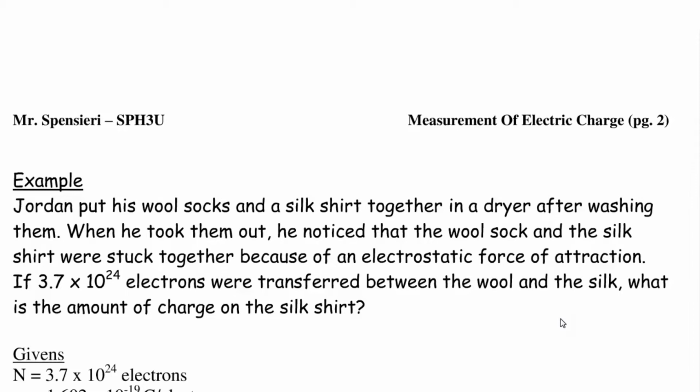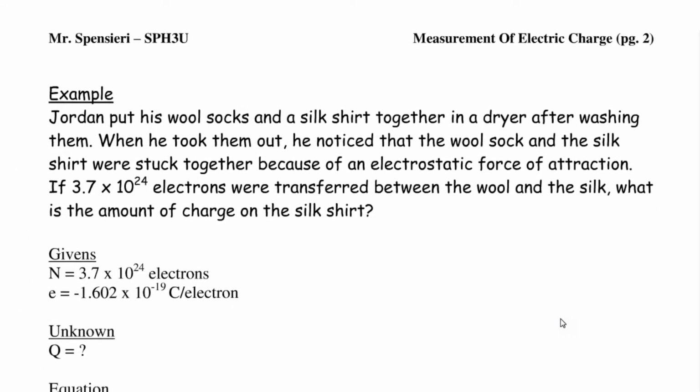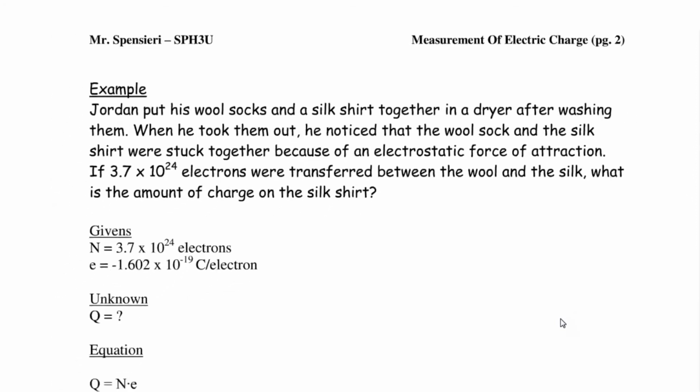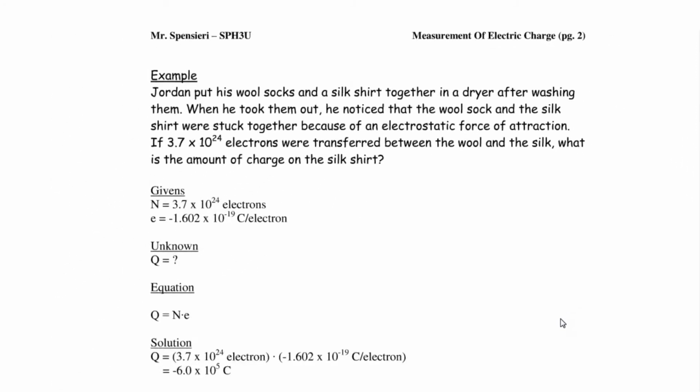So, looking at this problem, we notice that we are given the value of how many electrons were transferred between the wool and the silk clothing. Under our givens and unknowns, we can write down that we do know the charge on an electron, and we know the number of electrons, and we are solving for the total charge that was transferred between the two pieces of clothing. So the equation that we're going to use is the one we had on the earlier page, and the solution is done by plugging in our values.